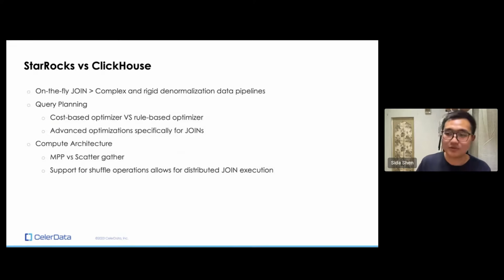So StarRocks can support all kinds of joins: big table joins small table, big table joins big table, five big tables joined together, and StarRocks can handle them. But ClickHouse cannot, because of the architectural design, right?